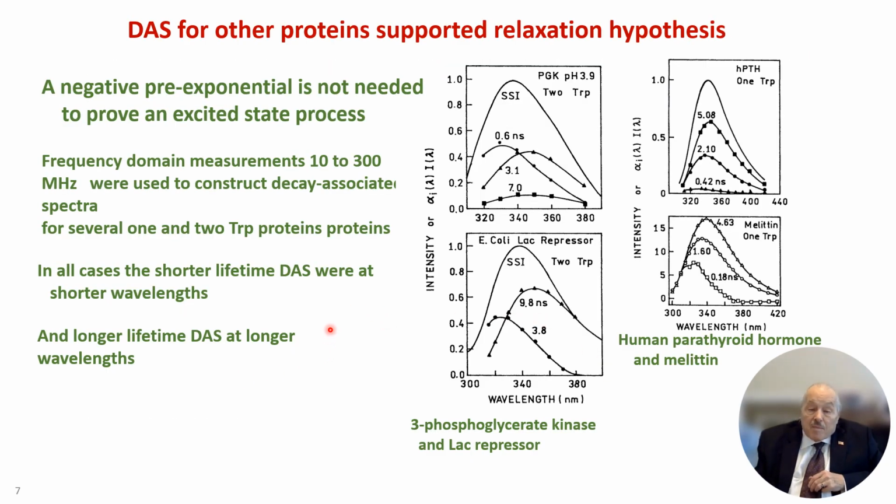Since that time, a lot of additional data has been collected to support this hypothesis. This phenomenon seems to have been observed in a number of other proteins. I mentioned in the previous lecture a negative pre-exponential that proves an excited state process, but it is not necessary. Spectral overlap can erase that initial rise. And in all cases, the behavior was the same.